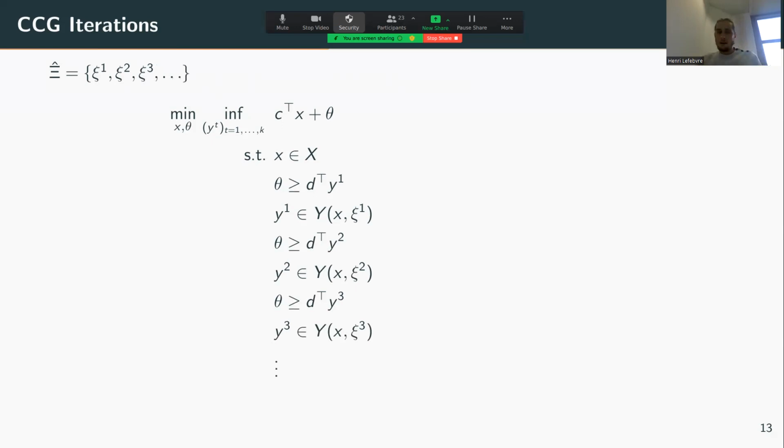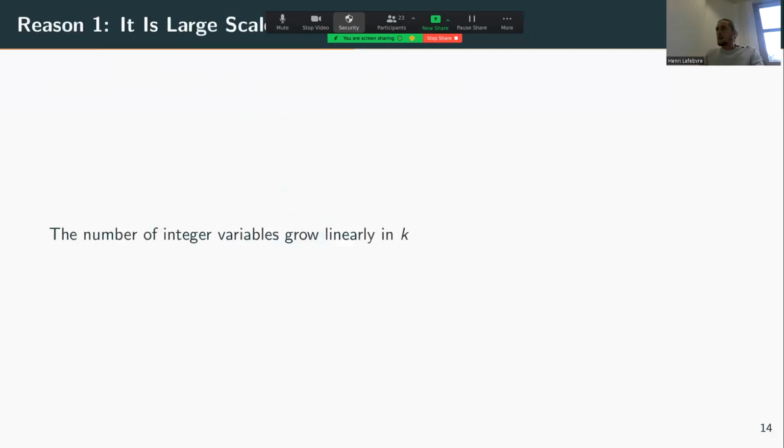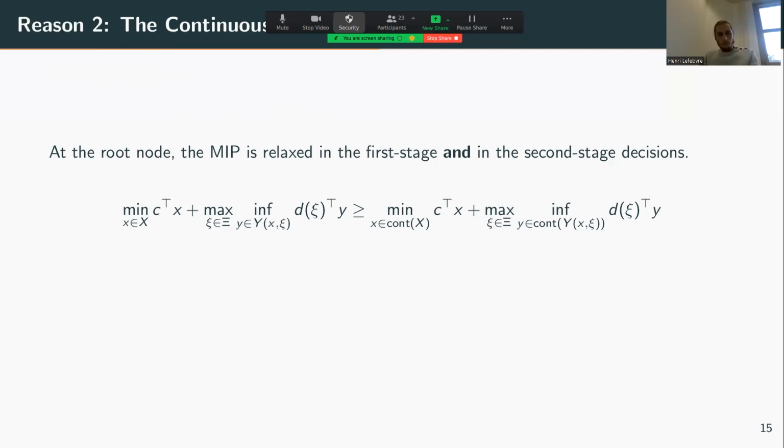And actually this formulation is rather bad, for at least three reasons. The first reason, well, I just said it, it's large scale, okay? And at every iteration, we add new integer variables and a new set of constraints. The second reason is that the continuous relaxation is actually rather poor.